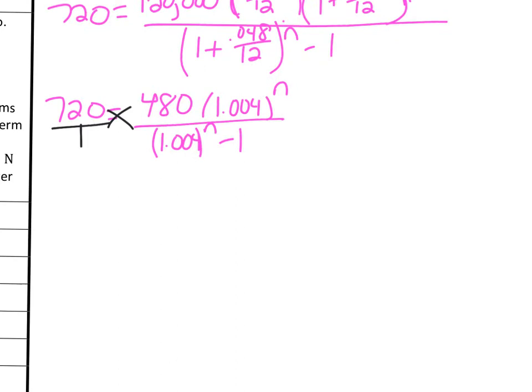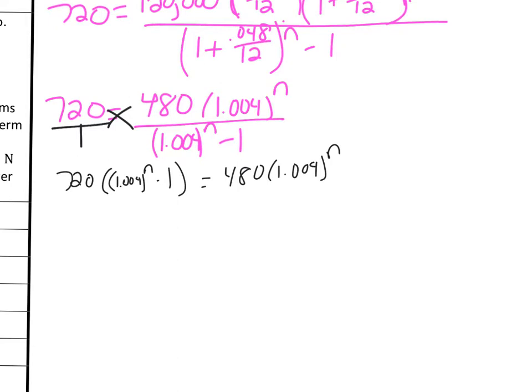Alright, so I get 720. It has to be multiplied by both parts. 720 is going to get multiplied by this guy right here and this guy. So I'm going to write that 720 parentheses 1.004 to the n minus 1. And it's going to equal the right side, which doesn't change, 480, 1.004 to the power n.